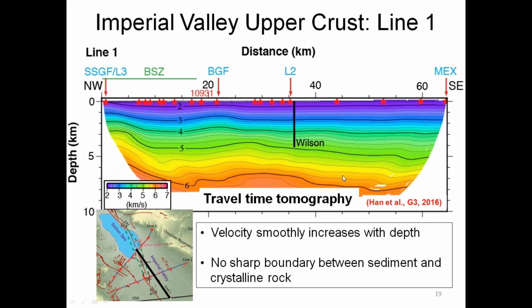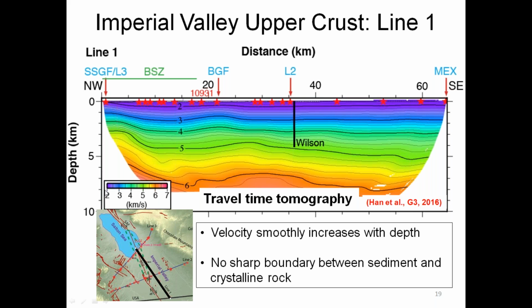From the starting model shown in the last slide, we run travel time tomography to generate the Imperial Valley upper crust velocity model along line 1, shown by the thick black line. It is about 65 km long from northwest to southeast, goes through the Salton Sea geothermal field at the southern shore of the Salton Sea, and the Brawley seismic zone, Brawley geothermal field, also all the way into the U.S.-Mexico border in the southeast. All the red stars on the surface are our shot points.